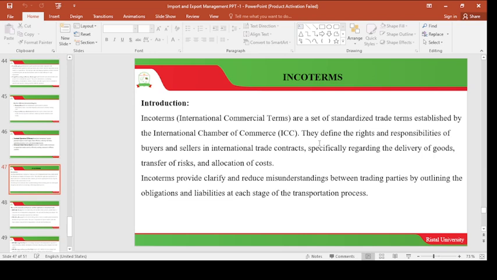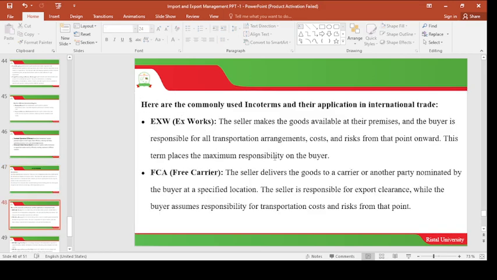So Incoterms provide clarity and reduce misunderstandings between trading parties by outlining the obligations and liabilities at each stage of the transportation process. These Incoterms clarify the obligations of each party. For example, the seller has his obligations under these terms, and the buyer also has their obligations. So here are the commonly used Incoterms and their application in international trade. These are called Incoterms 2010.